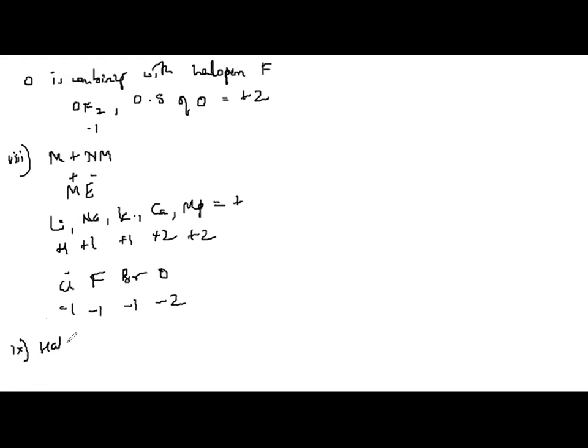Which are our halogens? Fluorine, chlorine, bromine, iodine. It is always -1 in metal halides. Like if you have KCl, what is the oxidation number of chlorine? It is -1. KF, oxidation number of fluorine is -1. Magnesium bromide, oxidation number of bromine is what?